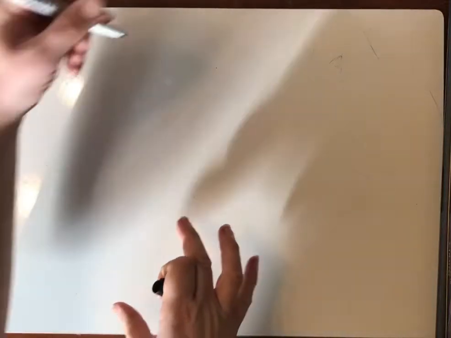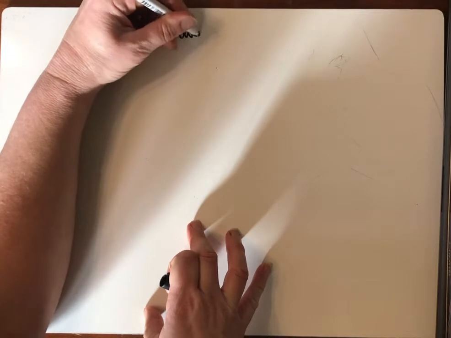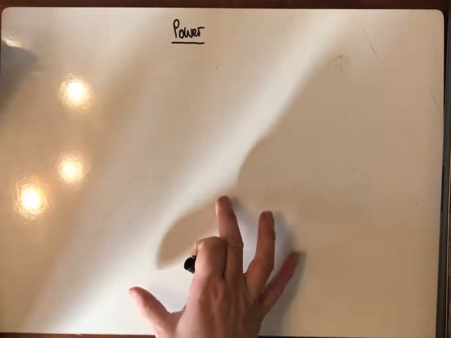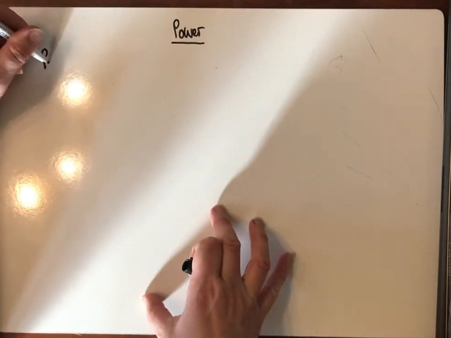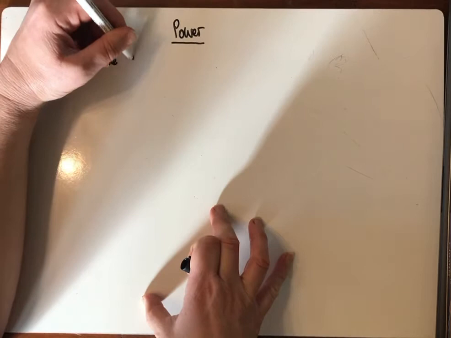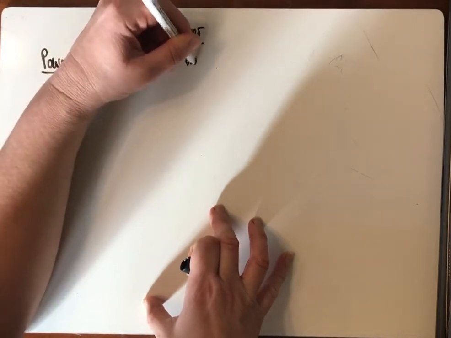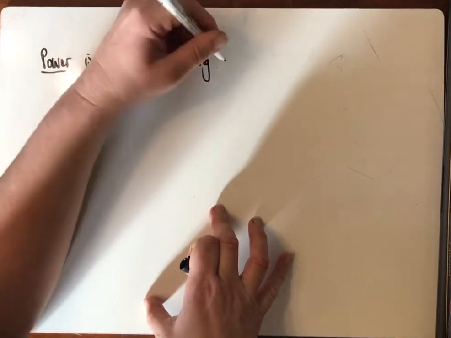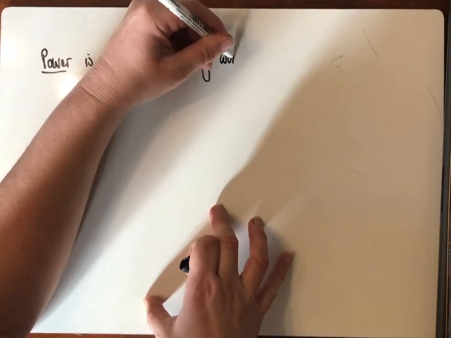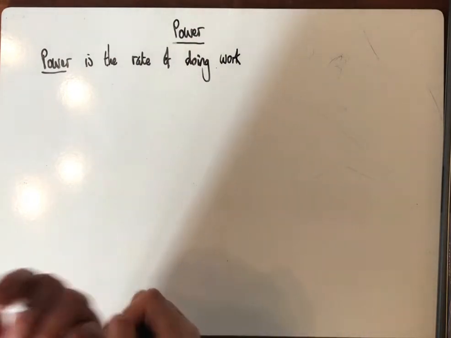I'm going to do a bit of work on power today. So power is the rate of doing work. And we know that to find the work done, it's force times distance.